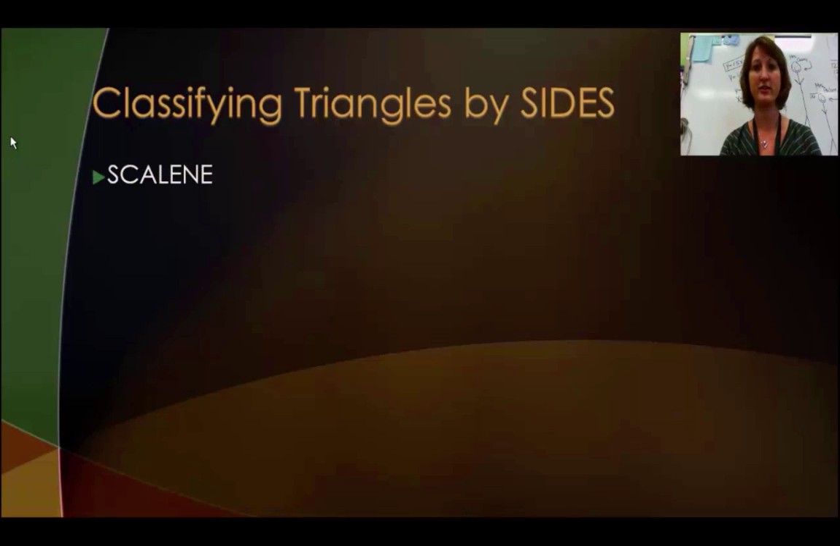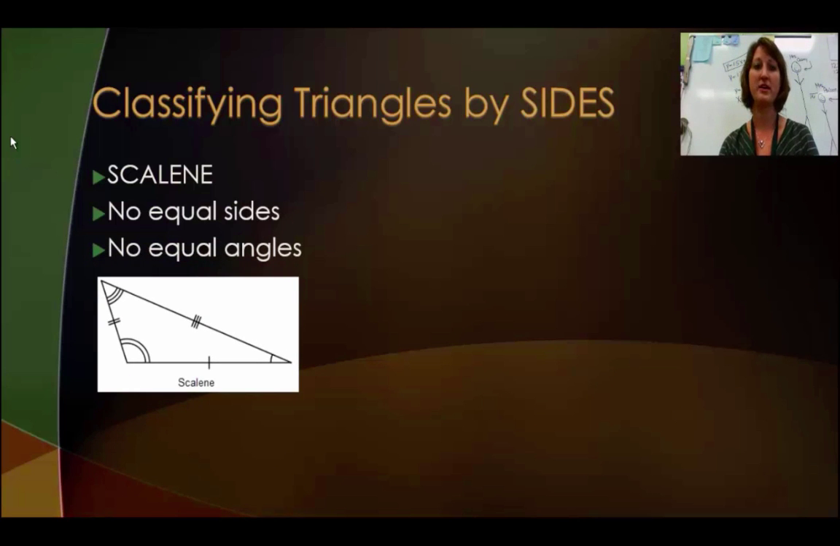First type is a scalene triangle. A scalene triangle has no equal sides and no equal angles. And so a picture would be the one that you see on your screen. All three sides are different lengths and all three angles are different sizes.